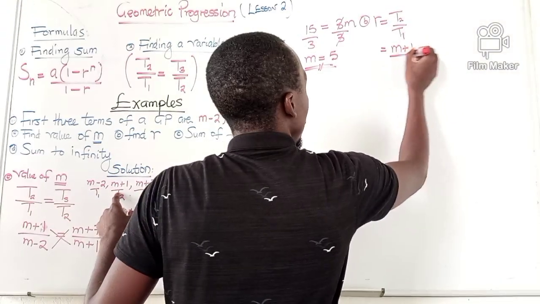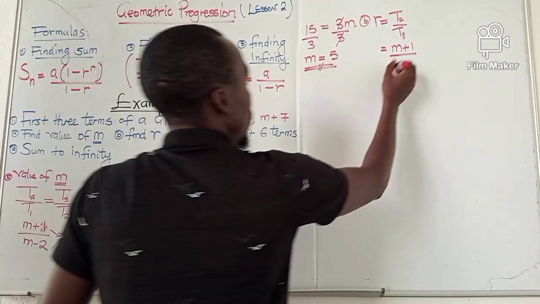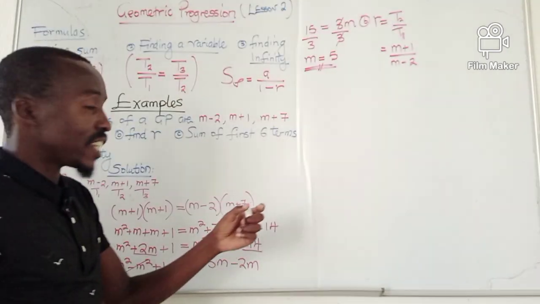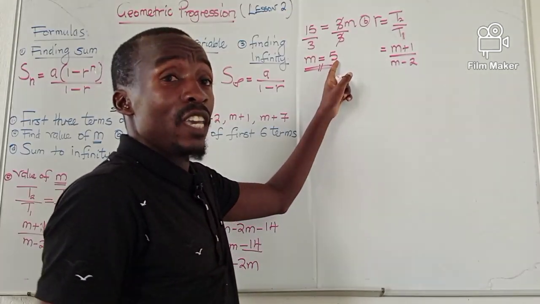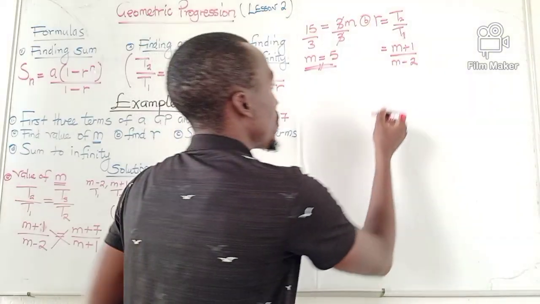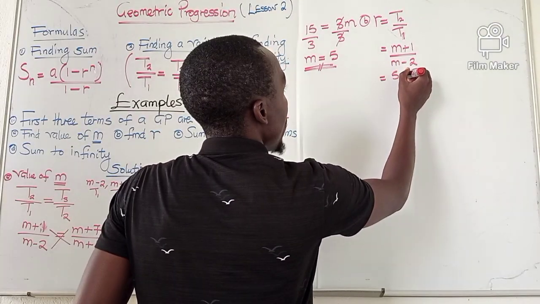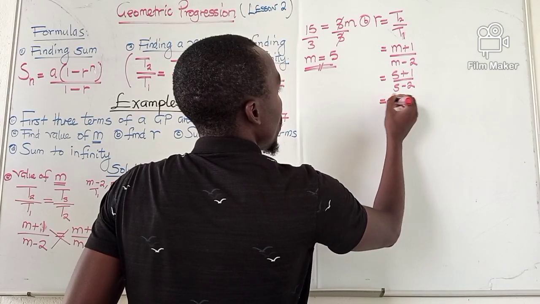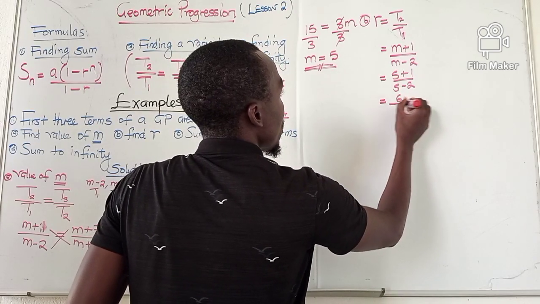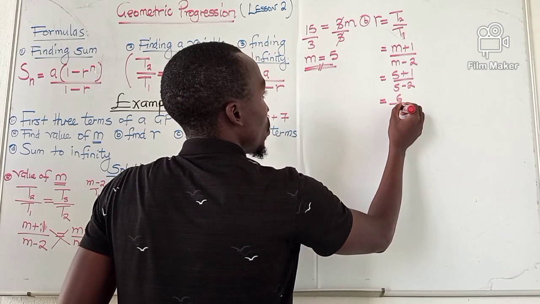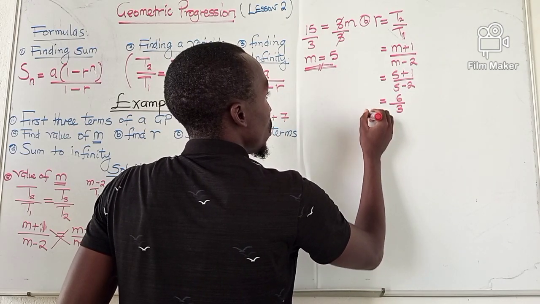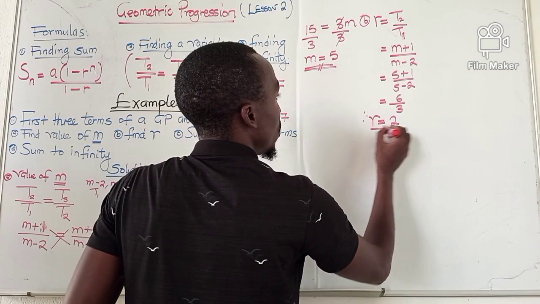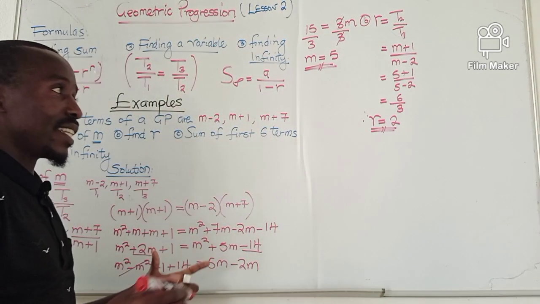m plus what? 1 over, the first term is m minus what? Minus 2. So we know that the value of m is equal to 5. So where is m? We are replacing with 5. So this will be equal to 5 plus 1 over 5 minus 2. So 5 plus 1 gives us a 6 over 5, we take away 2, it gives us a 3. So therefore, our common ratio, our R, is going to be what? 2. Okay, just like that.